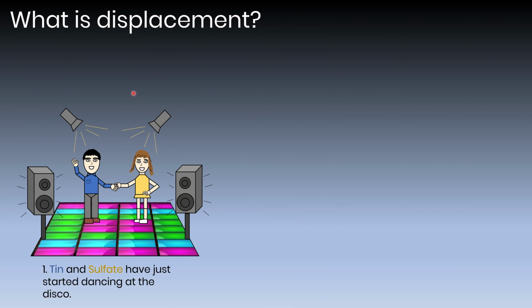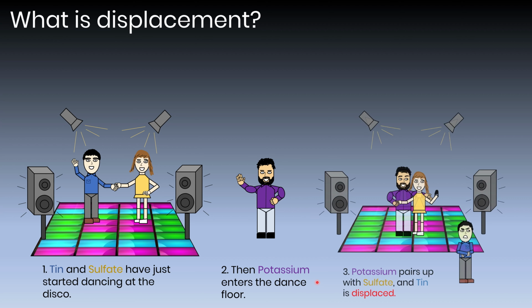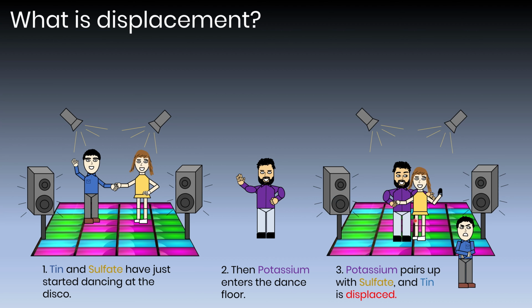So today we're going to be looking at a type of reaction called displacement. And to understand this, I want you to imagine 2 people that have just met at a disco. We'll call this chap over here tin and this girl sulfate. And they've started dancing at the disco. But then all of a sudden, potassium enters the dance floor. And sulfate realises she'd much rather be dancing with potassium than with tin. This gives you the idea of what displacement is.